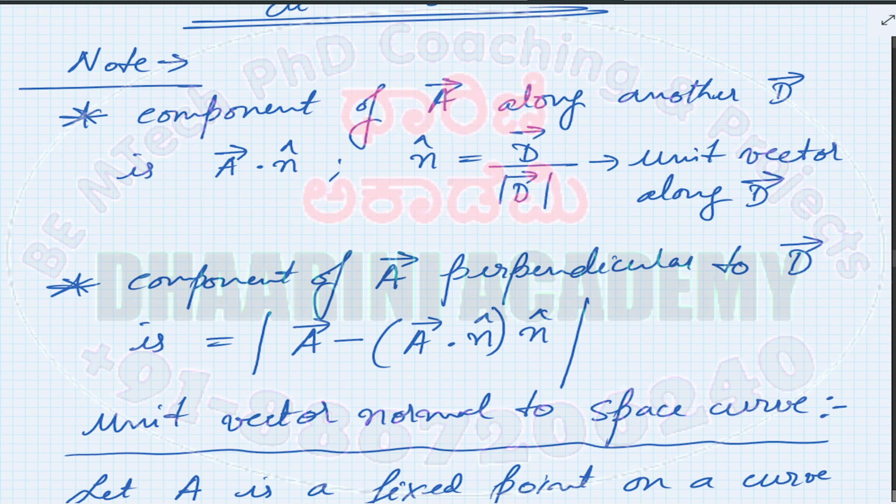Then the second thing is the component of a vector in a perpendicular direction. That is nothing but the magnitude of vector A minus its component along the D vector into n cap. So the equation is magnitude of A vector minus A vector dot n cap into n cap, its magnitude. So we saw that concept.